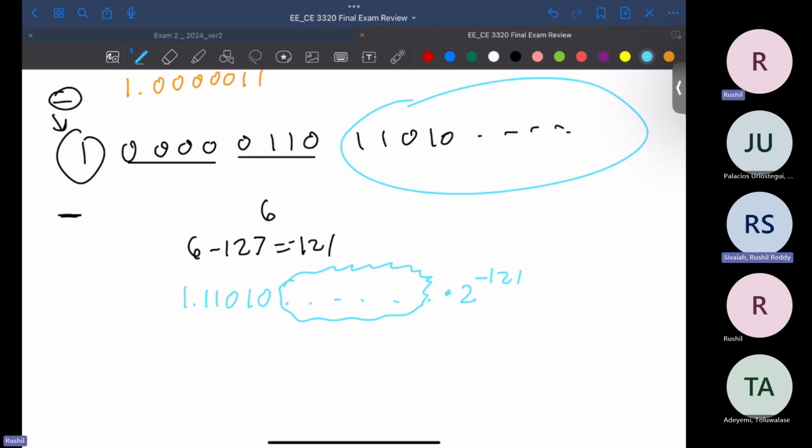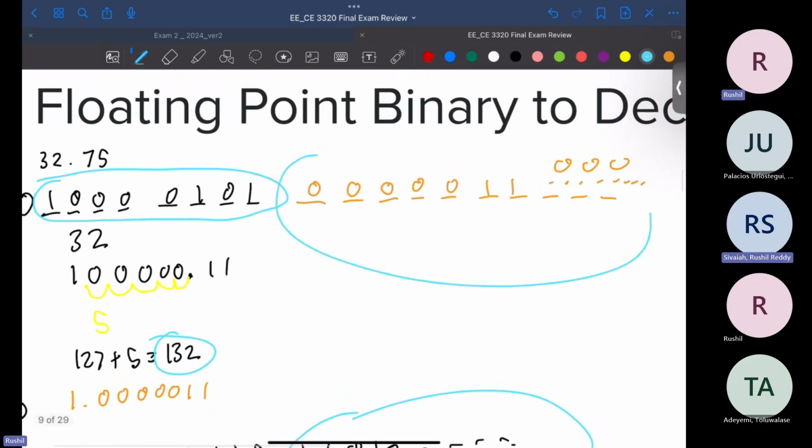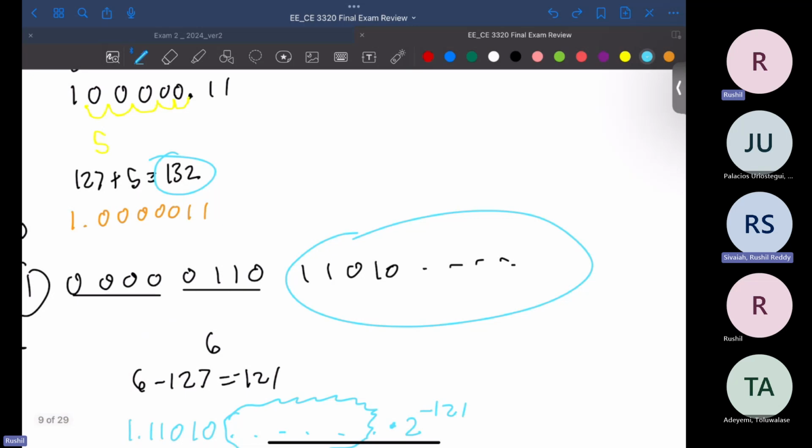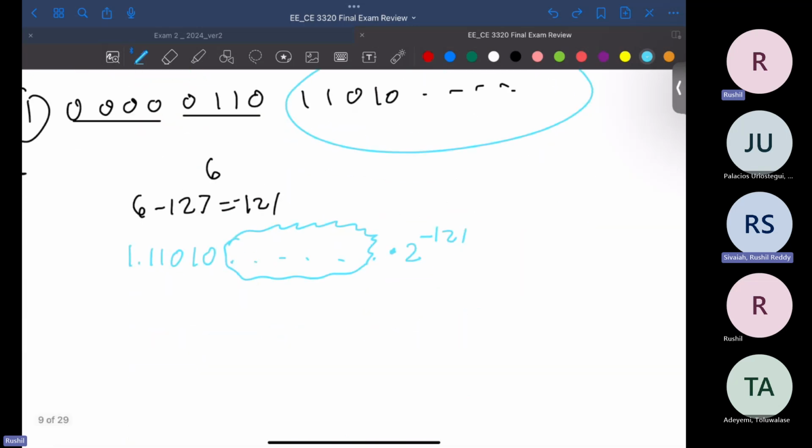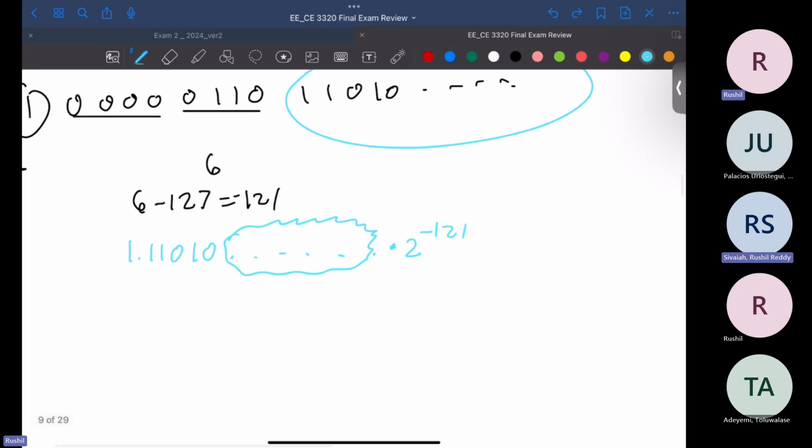I got it from here, so I followed it. Right, but that would be like 2 plus. Yeah, but you have to do this before you can convert to decimal. You have to multiply out the exponent. So you'd have to move this radix point over 121 times.